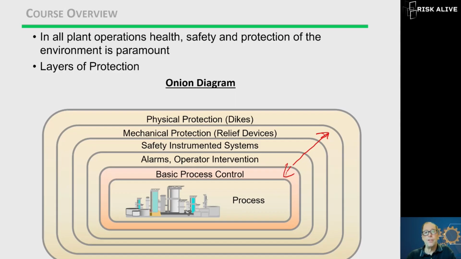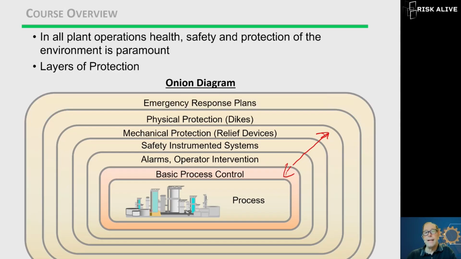Now, just to complete the diagram, if something happens, we now have mitigating layers. So things like physical protection. Maybe we've got dikes around vessels in case the storage tank leaks or something. And then beyond that, of course, there's an emergency response plan. Okay, what's the plan to get the fire department, communicate with the nearby communities, all those kinds of things. But we're going to focus on those preventative layers around process control, alarming, safety systems, and relief devices.